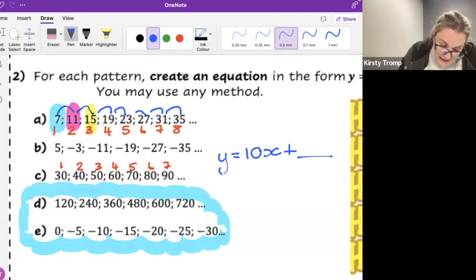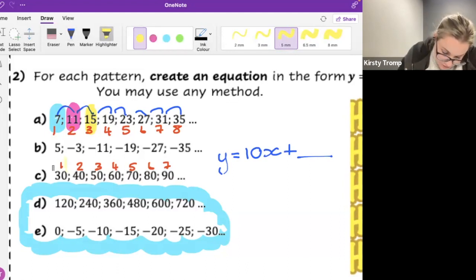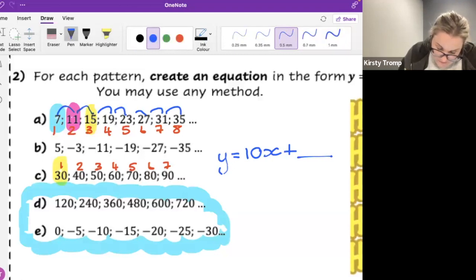10, good. And how do I get from 10 to 30? What must I add to 10 to get to 30? You must add 3, ma'am. I must add 3? 10 plus 3 will give me 13. What must I add to 10 to get to 30? 10 plus 20, ma'am. 10 plus 20, good.